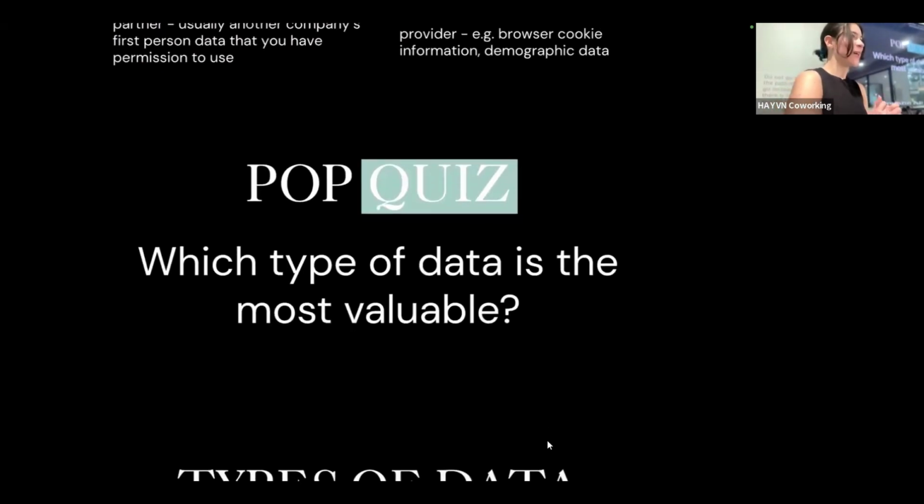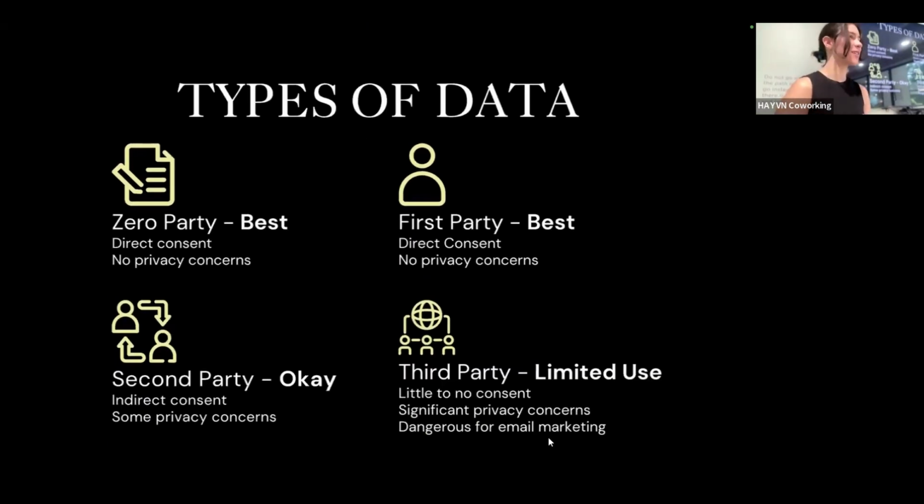What type of data is the most valuable, based off of what we went over here? Does anyone know? Customer data. Yeah, zero party and first party data are your most important types of data, because this is the data that the customer is either directly giving to you, or that you can collect because of direct actions the customer has taken. So that's direct consent. There's no privacy concerns because the customer, to do business with you, is very directly saying, here's my information, I want to make a purchase from you, I want to book a service from you, and so on.